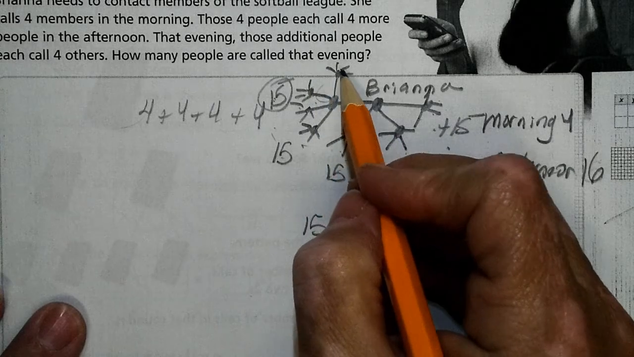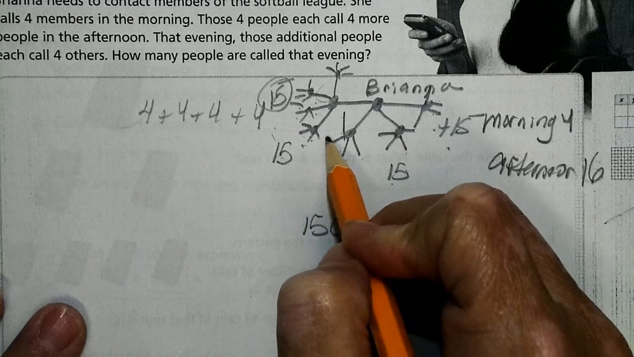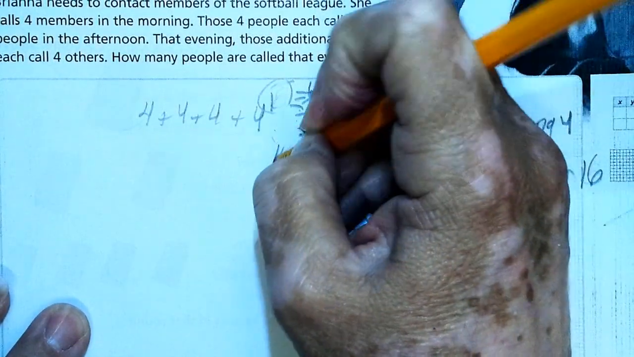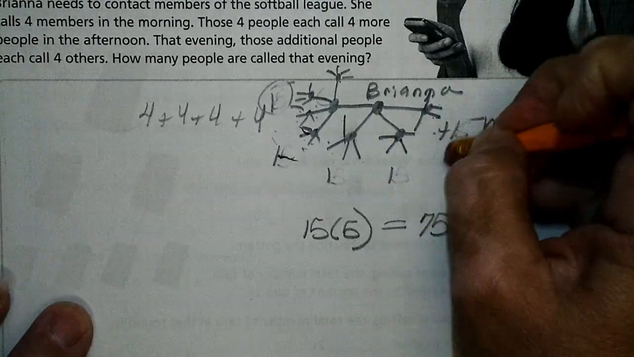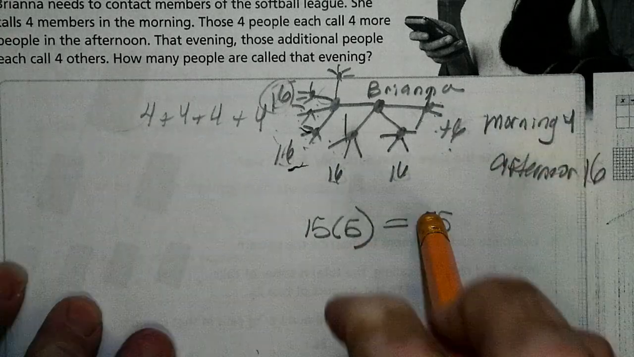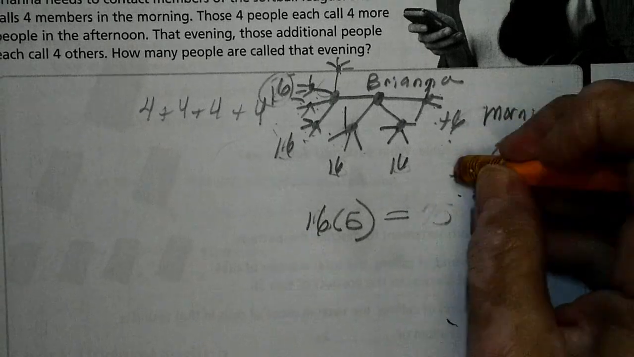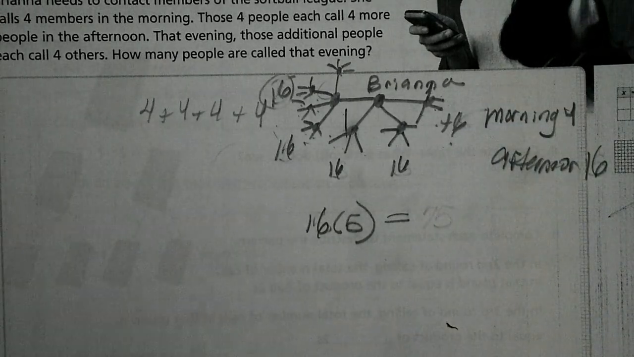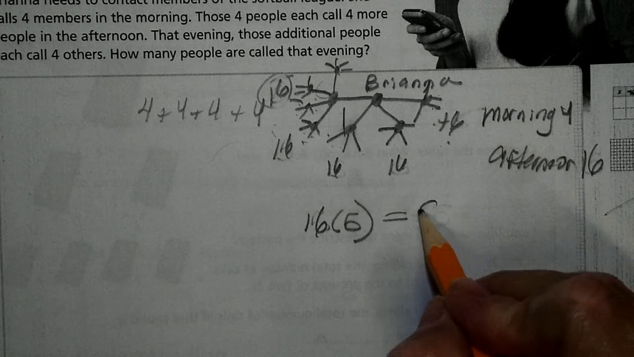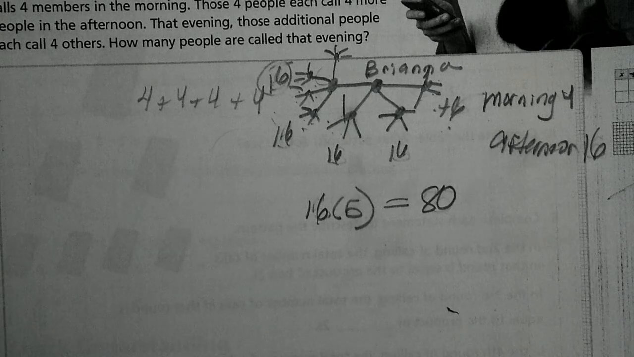And then what would we have here? 4, 8, 9, 10, 11, 12, 13, 14, 15, 16. I didn't add right, did I? So we should have 16 here. So 16 times 5. So what's 16 times 5? Yeah, something's still not right. I'm not doing something right.